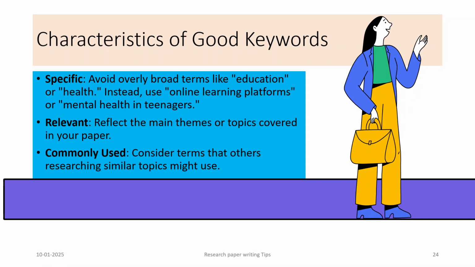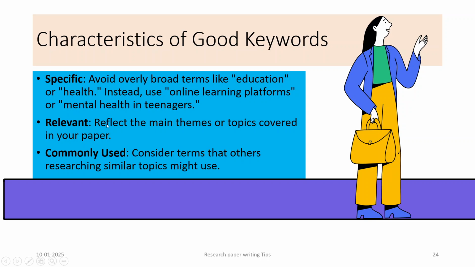Then what are the characteristics of a good keyword? You see, it should be specific. Avoid overly broad terms like education. Education cannot be a keyword, or health. Instead, use online learning platform. It can be a keyword. And mental health in teenagers. It can be a keyword, right? So don't write education, IoT. IoT cannot be. This is the broad sense, right?